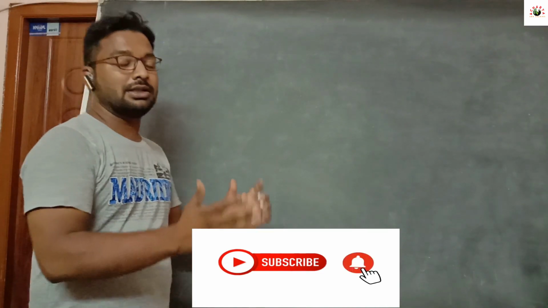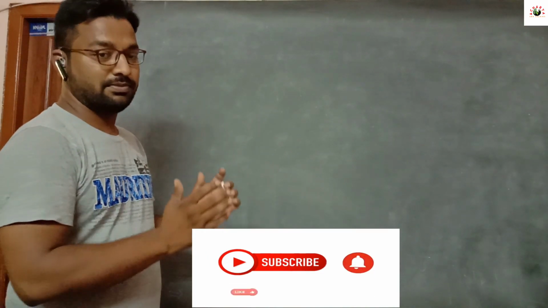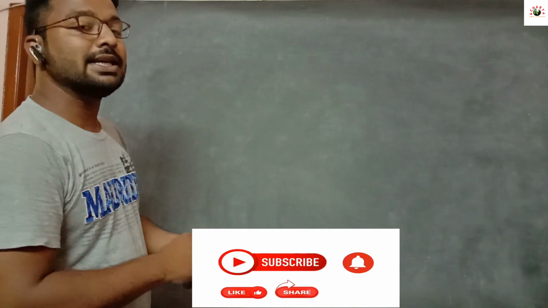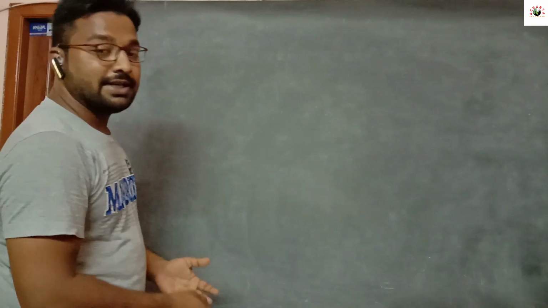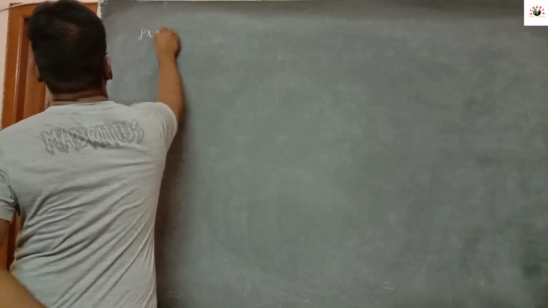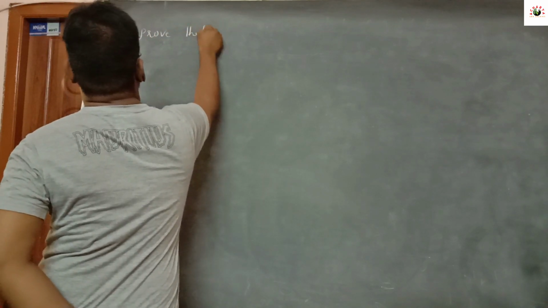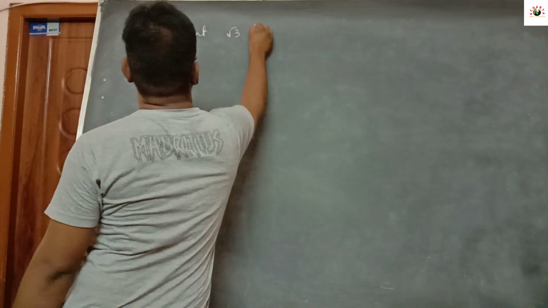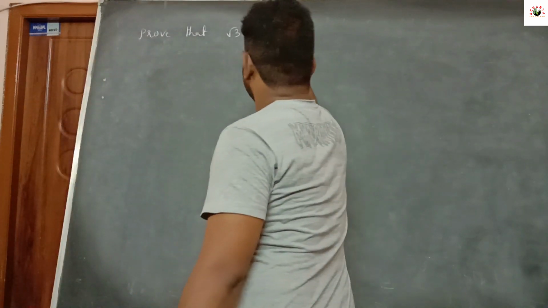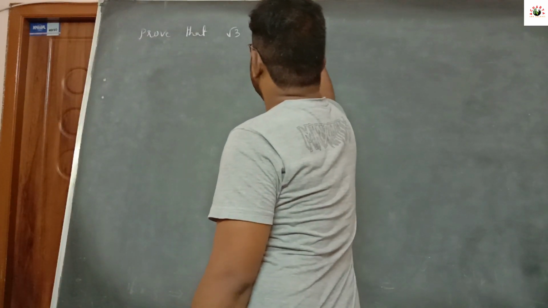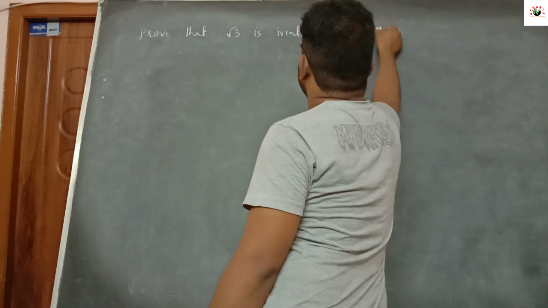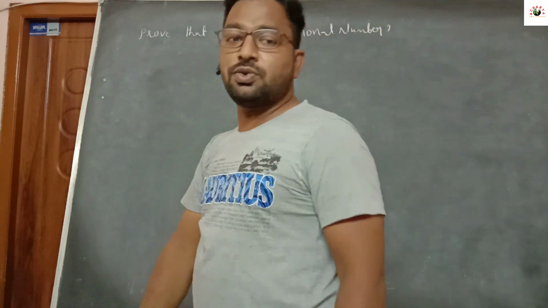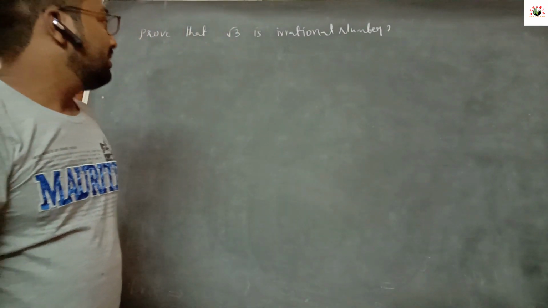Prove that the given number is irrational. Let us discuss one example. Prove that root 3 is an irrational number.